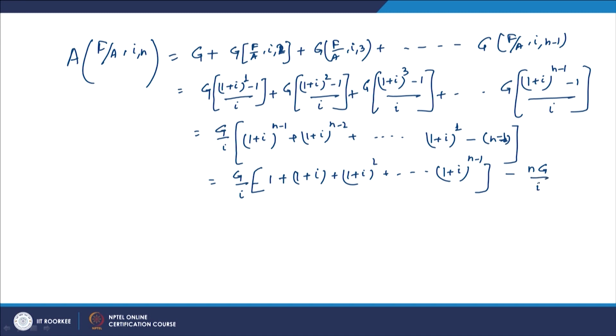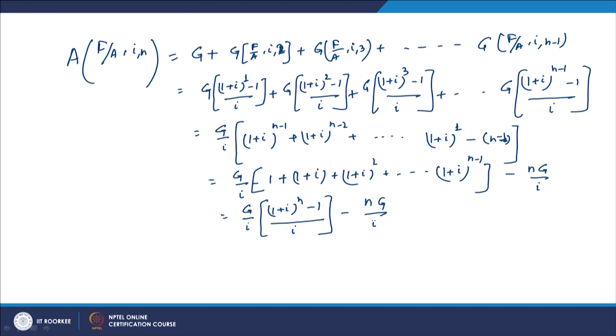So, this is basically a geometric series, and we can write it as G by I, and as we know, A is the first term and this is your common ratio. If you look, you have n terms now. So, (1+I) raised to the power n minus 1, divided by r minus 1, which is I. So, this is the term you are getting here, minus n G by I. This is what you are getting.